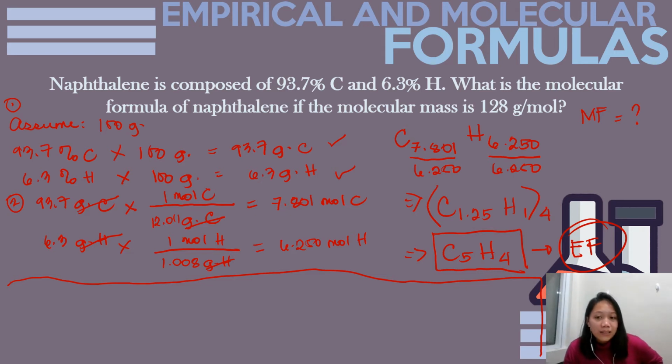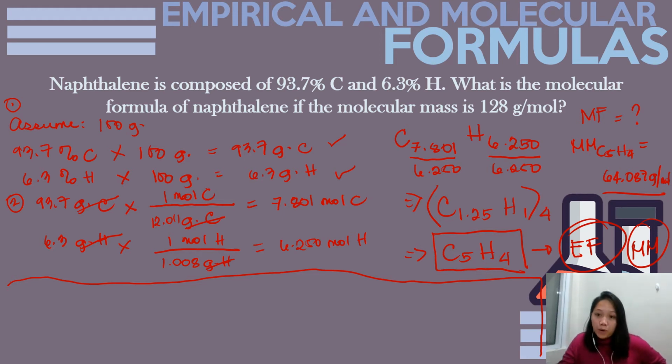But why is it important to identify first what your EF is? Because we will be needing the molar mass of your EF. So, how are you going to solve for the molar mass? Of course, just simply find the molar masses of carbon and hydrogen, multiply them by the number of atoms that you have there. Hindi ko na ipapakita because we don't have the space anymore. So, the molar mass of your C5H4 is equal to 64.087 grams per mole.